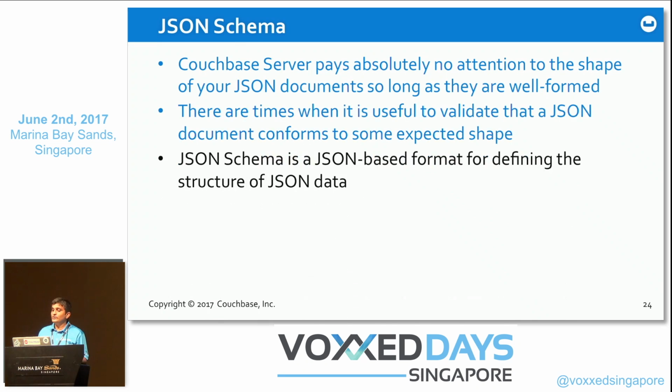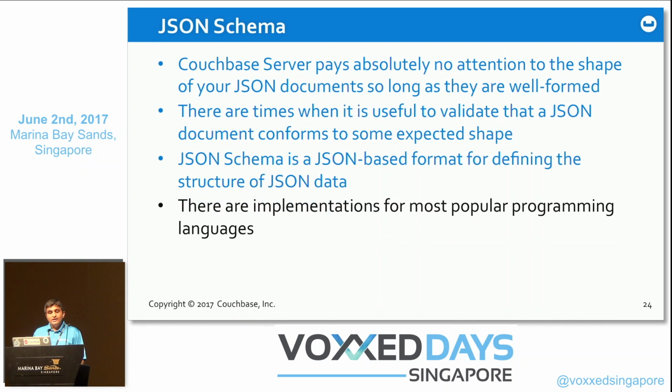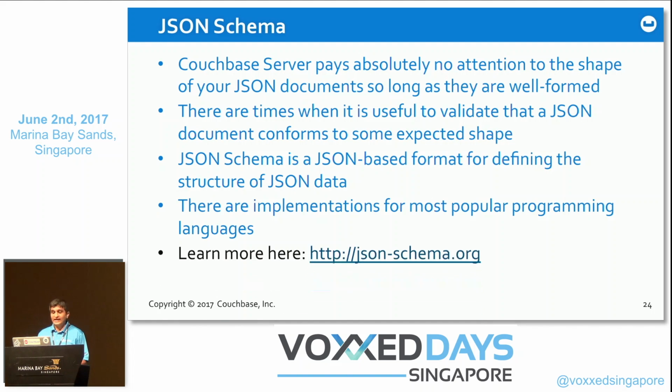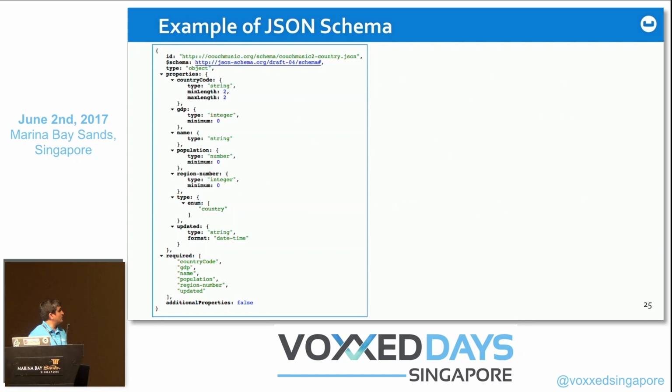That is where you can use JSON schema, which is a JSON based format for defining the structure of your JSON, like your XSDs or DTDs. There are various implementations in different programming languages, and you can have a look at that at jsonschema.org. And that's an example. I don't know if it's pretty visible there, but this is a JSON schema, which in itself is JSON based.